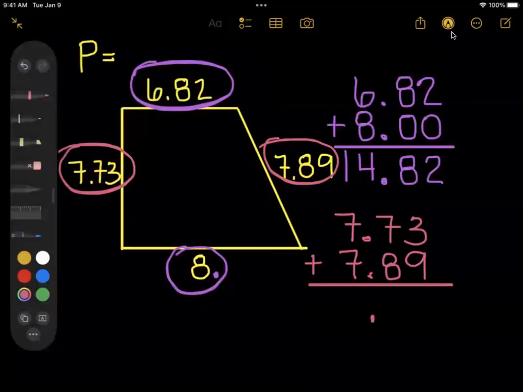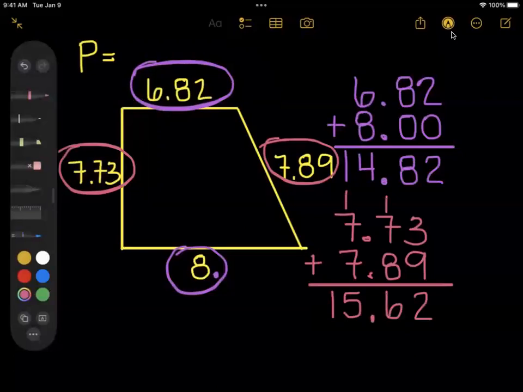3 plus 9 is 12, so I'll put a 2 here and regroup the 1. 1 plus 7 is 8. 8 plus 8 is 16, so I'll put a 6 here and regroup a 1 here. 1 plus 7 is 8. 8 plus 7 is 15, so a 5 here and a 1 here. There's the other half of the perimeter.